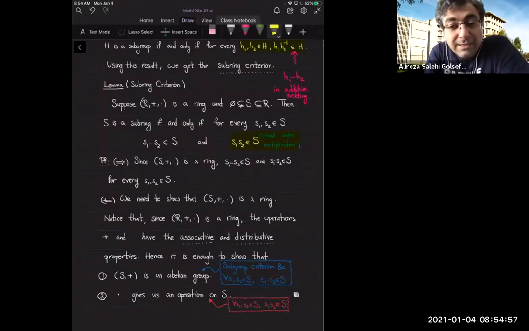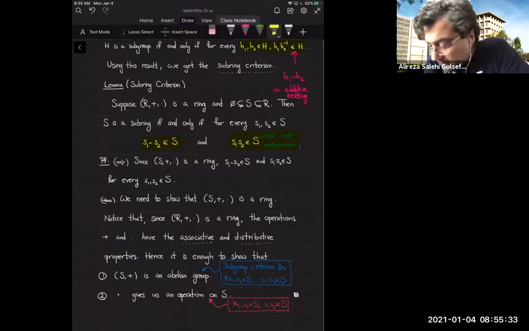And it is closed under taking differences. So s1 minus s2, if the si's are inside this set, is also inside this set. So under these two conditions, we can deduce that S is a subring, and vice versa. Actually, the other direction is rather easy. If S is a ring, then it is closed under multiplication, and it is closed under taking differences, because (S, +) is an additive group. We get the first one, and because it's a ring, under the same operation, the product should be inside S. Okay, so this direction is easy.